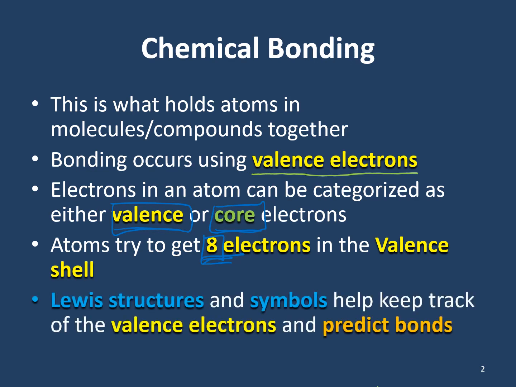We can use what we call Lewis structures and symbols to keep track of valence electrons and predict bonds. A lot of that's going to be shown as we go through this chapter.